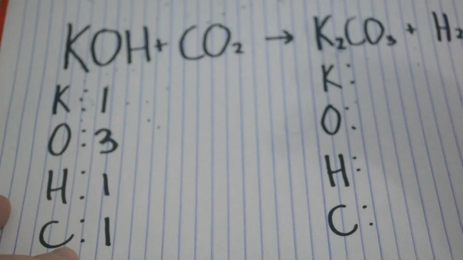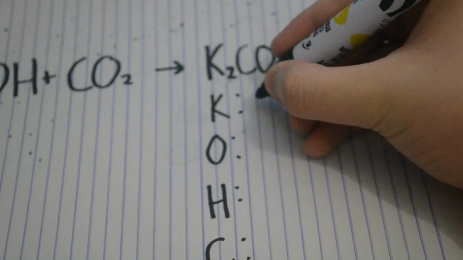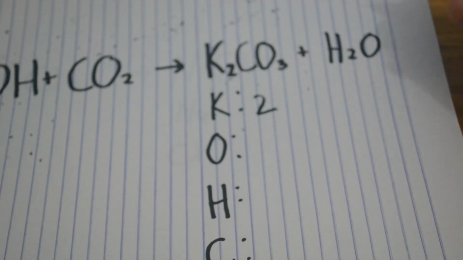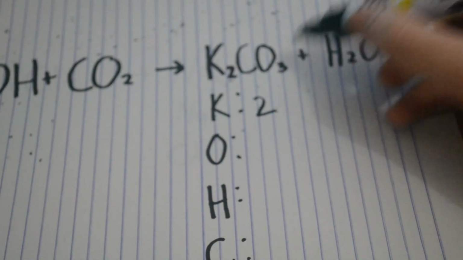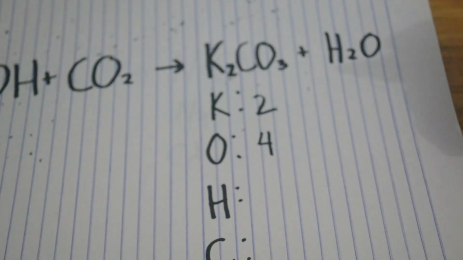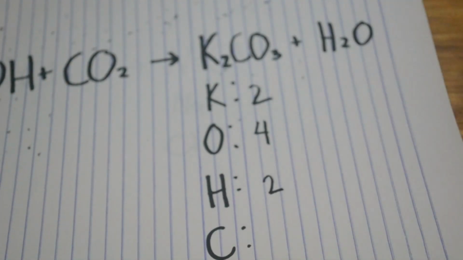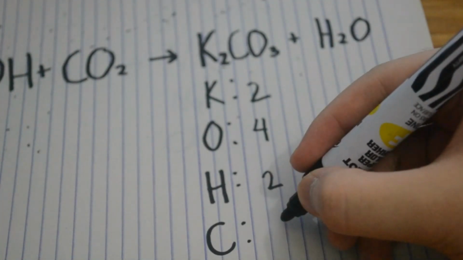We have 1 hydrogen and 1 carbon. Now let's move on to the other side where we do the same thing. Here, there's 2 potassium. And as you can see, 3 here, 1 there. Add them together, you get 4 atoms for oxygen. Now for hydrogen, there's 2. And to end it all off, carbon with 1.